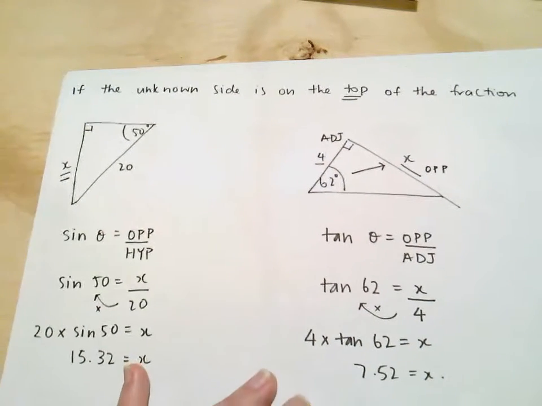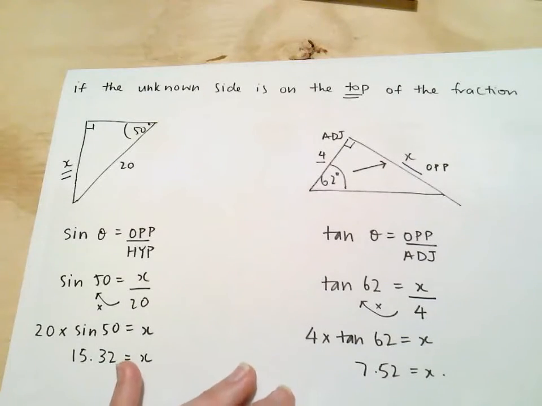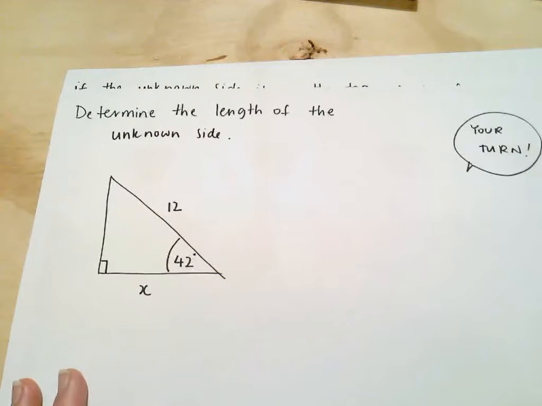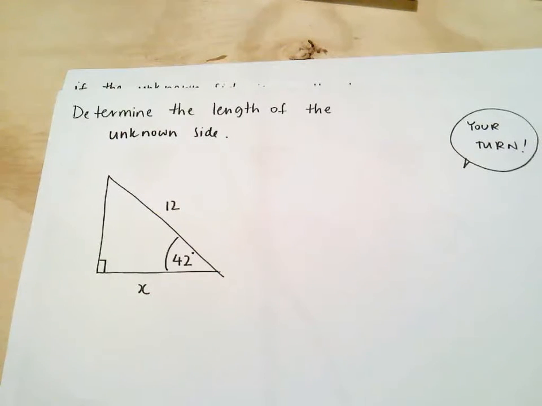That's my first scenario, and I just want you to have a quick go at one question for yourself. So have a go at this one. Determine the length of the unknown side, and just put your answer in the box, of course. Or make sure you select it.